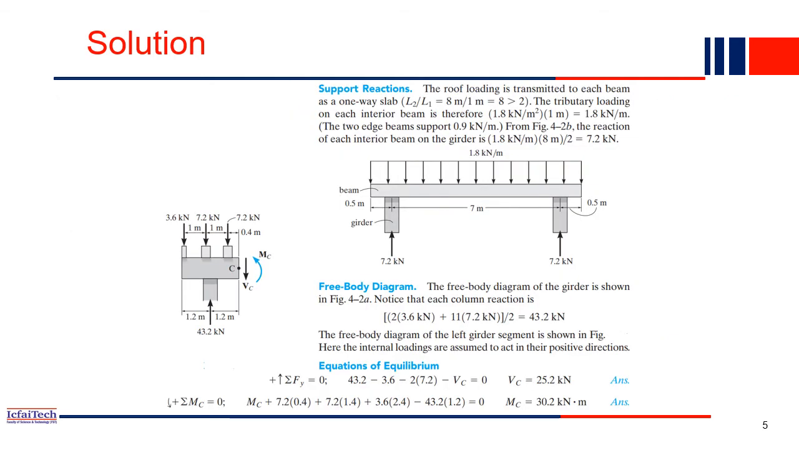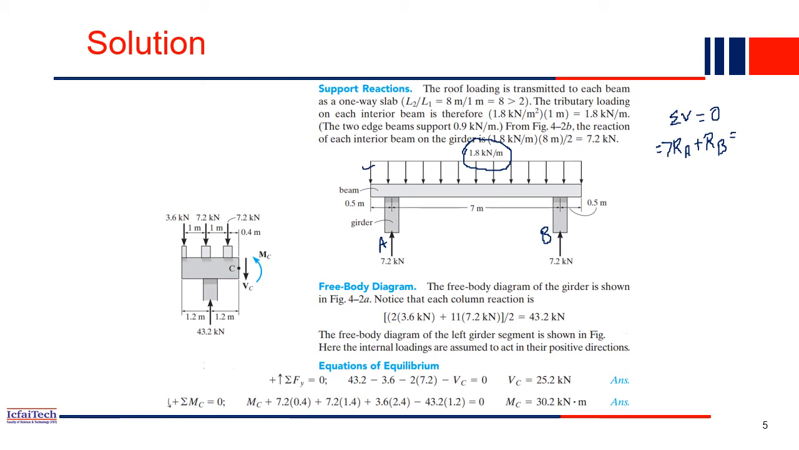So now how to solve this? Our first job will be to calculate the support reactions. We'll use the load of 1.8 kilonewton per meter. How much will be the support reaction at these two supports? We use summation of all vertical forces equal to 0. If this is support A and this is support B, then RA plus RB acting upward equals the total load acting downward.